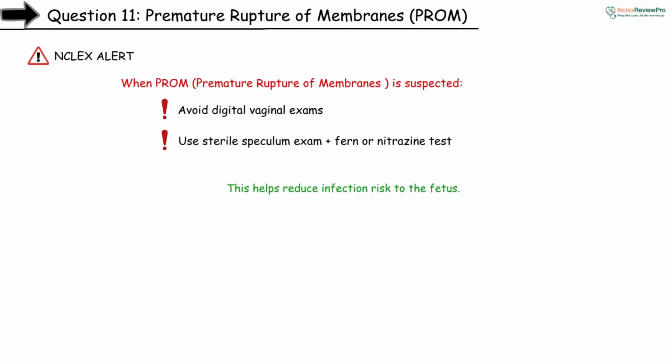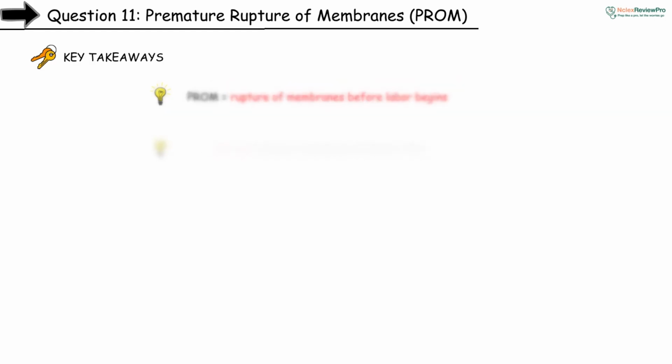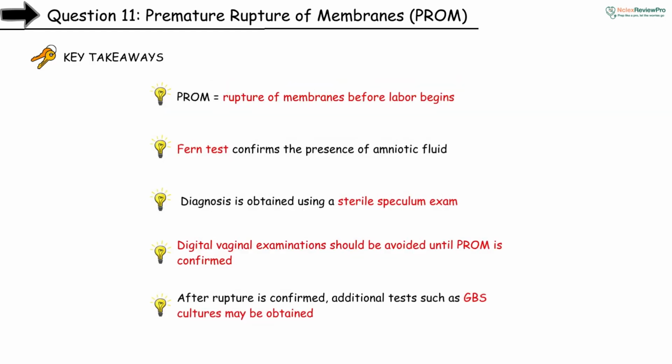Here's your NCLEX alert. When PROM is suspected, you must avoid digital vaginal exams. Instead, use a sterile speculum exam along with a Fern test or nitrazine test to confirm rupture. This is a major infection prevention principle and shows up frequently on the NCLEX. So the key takeaway here is this.